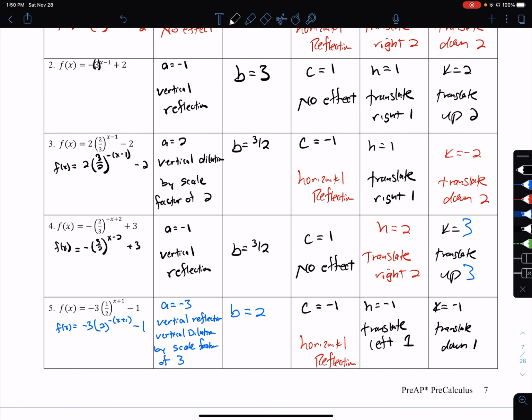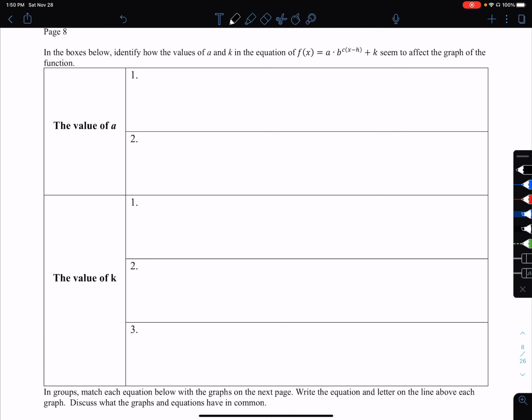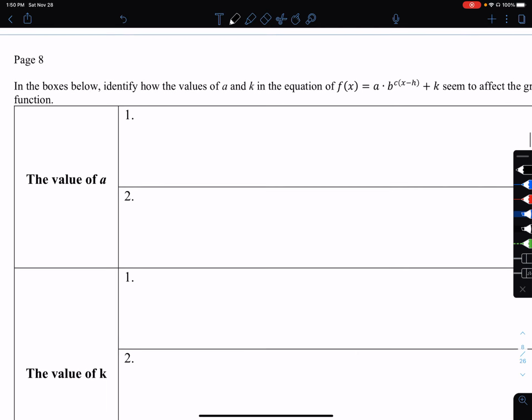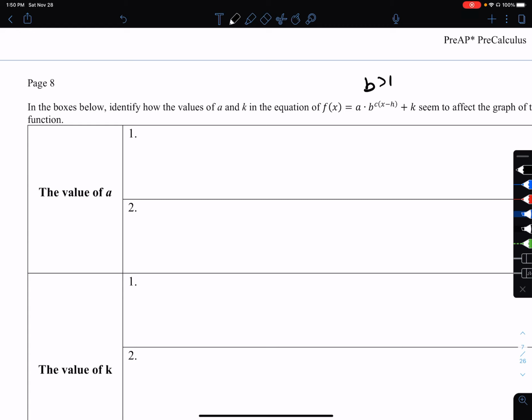So let's make some generalizations from this. We're not going to do all the generalizations. We're just going to focus on A and K, and then I'll show you what one of these graphs looks like. The value of A. These rules that I'm going to give you only work well if B is greater than 1 and if the coefficient of x is a 1. So we've got a couple choices. Let's say that A is bigger than 0.